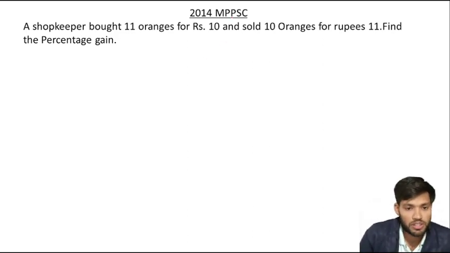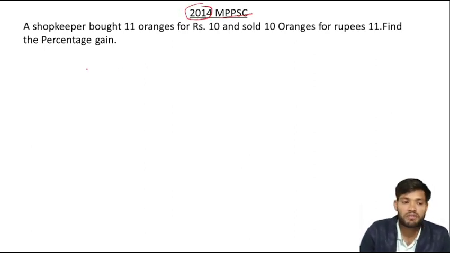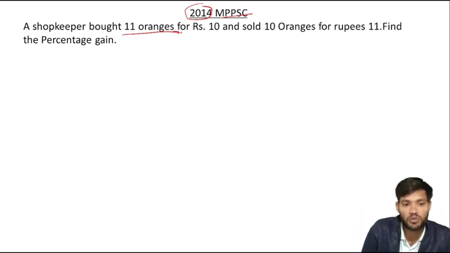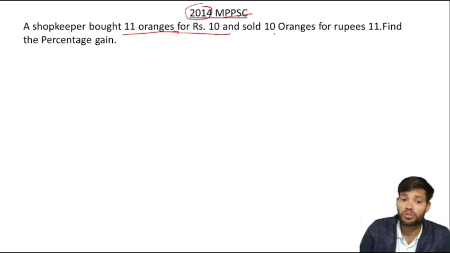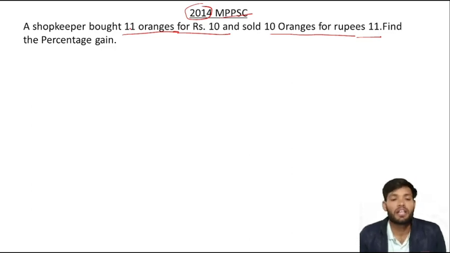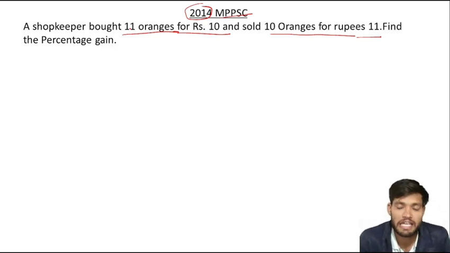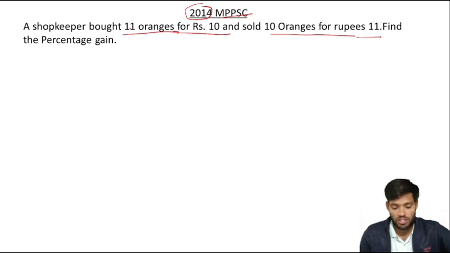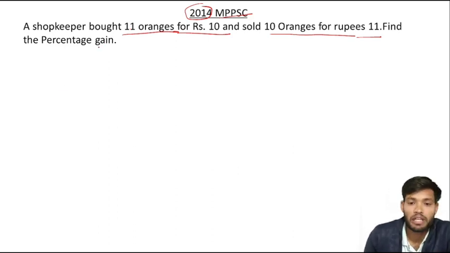Now next, this is the question asked in the MPPSC Mains examination 2014. The question was that a shopkeeper bought 11 oranges for 10 rupees and sold 10 oranges for 11 rupees. Find the percentage gain. It is clear from the question that there is a gain, and we have to calculate the gain percentage. Now the solution.